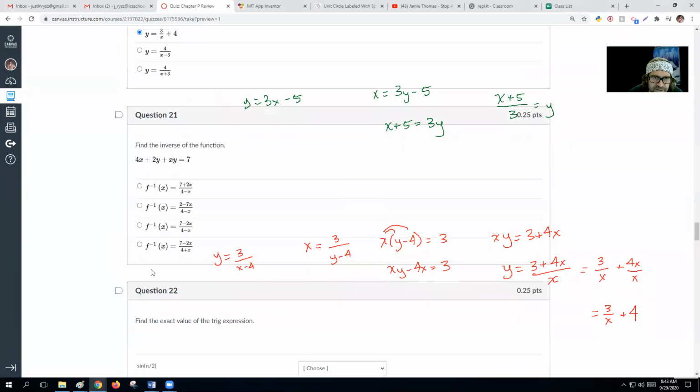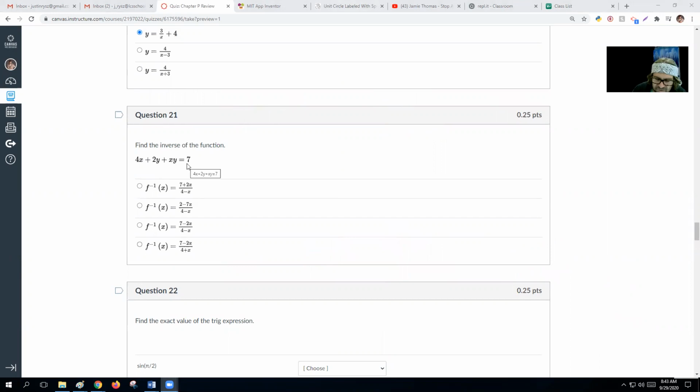Ooh, more inverse functions. Ooh, a fun one. All right, problem 21. I know we're moving, grooving. It's a long one here, guys, but it's a good review. A lot of stuff to cover.